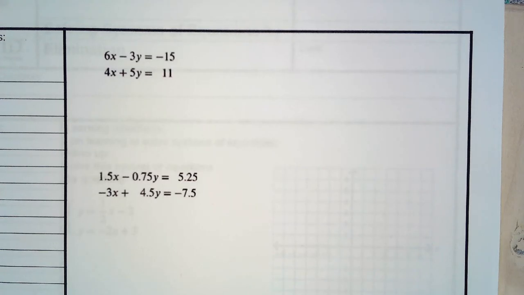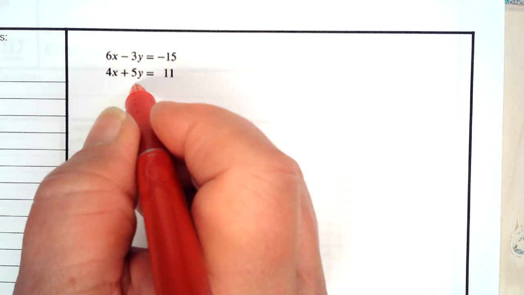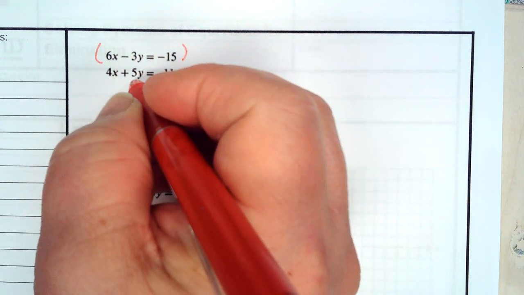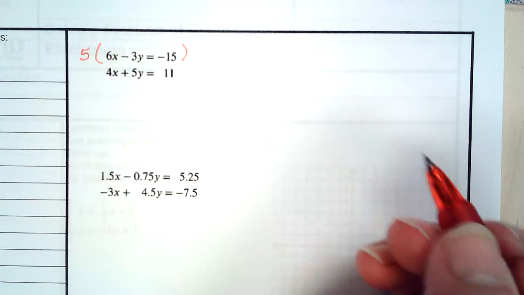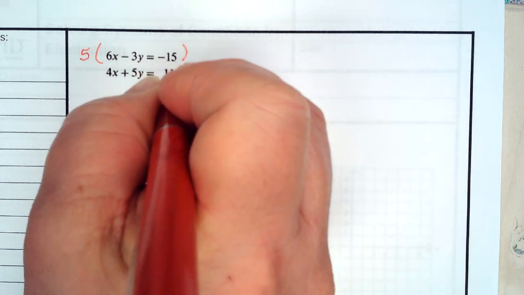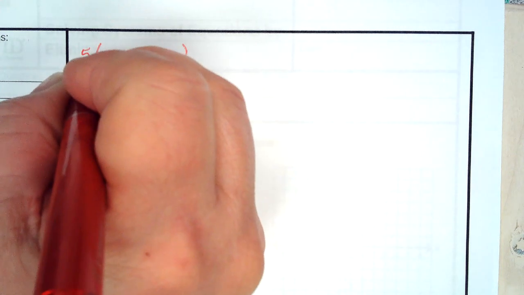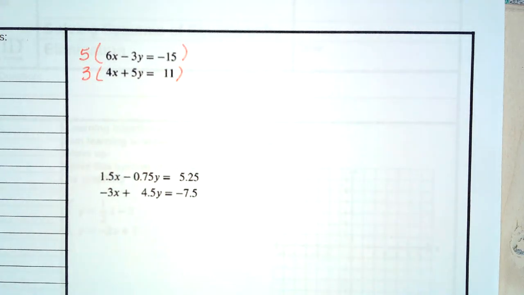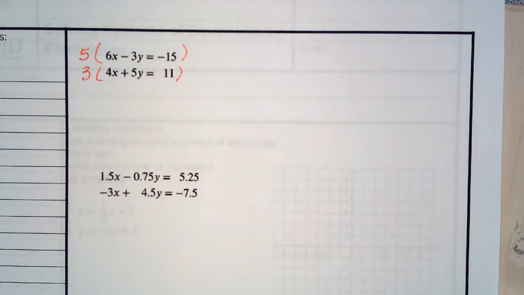I do hope you tried. For me, I would use 3 and 5 because they've already got opposites, so I will be multiplying by a positive number. So the coefficient down here is 5, so I'll multiply the first equation by 5. The coefficient for y on the first one is negative 3, so I'll multiply by a positive 3 because I do not want to get rid of the negative sign.